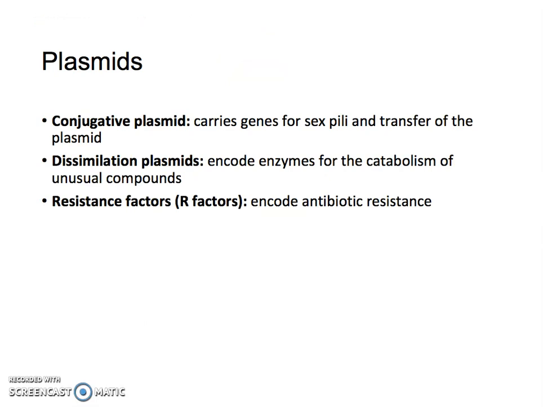Dissimilation plasmids encode enzymes for catabolism of unusual compounds, such as the example of the organisms that were capable of breaking down crude oil. So they were dissimilation plasmids because they were breaking down those compounds. And resistance plasmids encode mostly antibiotic resistance.